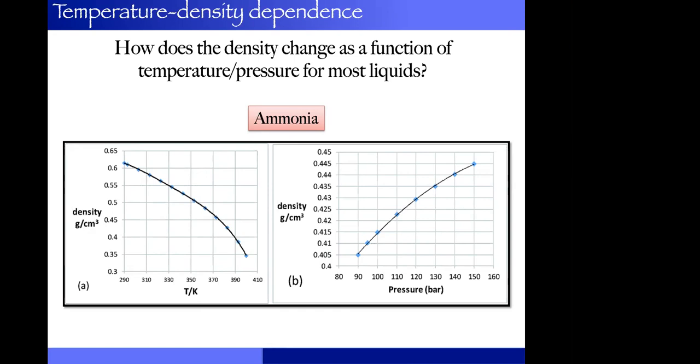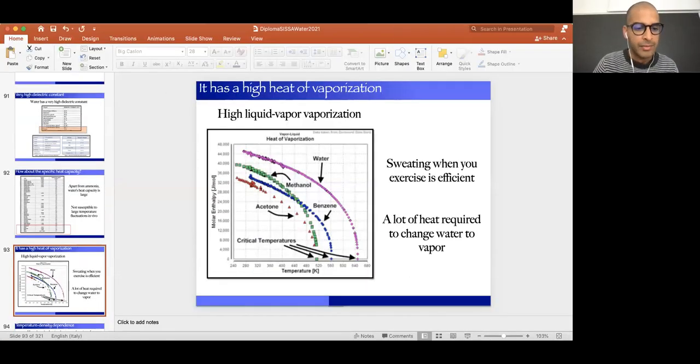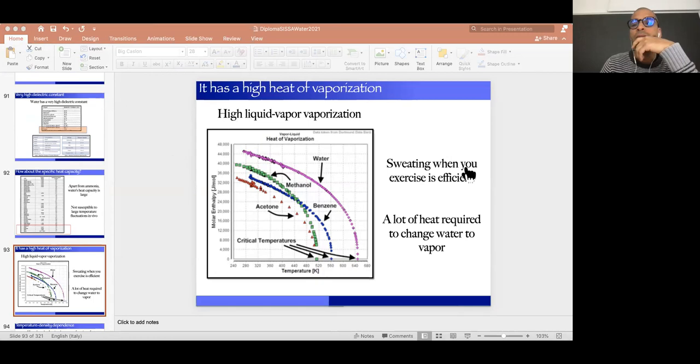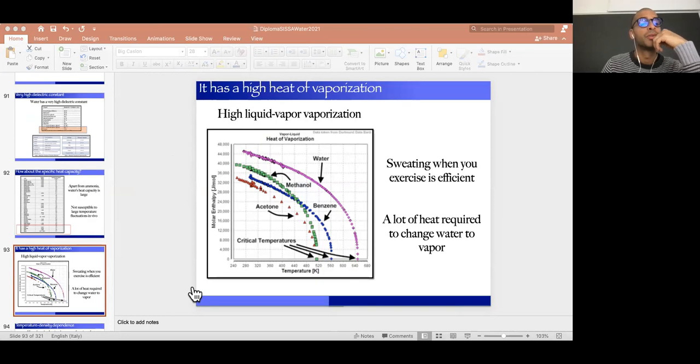But I suspect that acetone has higher hydrogen bonding than benzene. Let's go back. Acetone, wait, I need to remind myself what the structure of acetone is. Acetone, hold on. So acetone looks like this, just for the sake of everyone. I think it has one ether functional group. It has 2 CH3 and 1 CO.